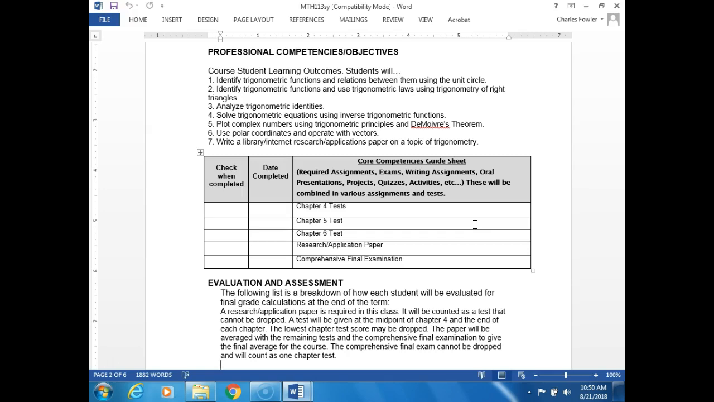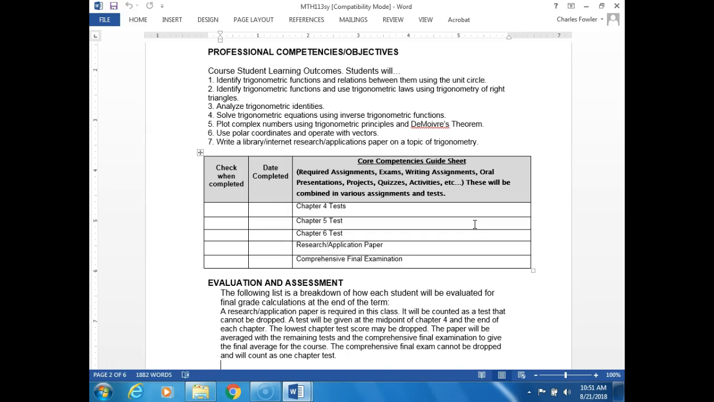Student learning outcomes. Student will identify trigonometric functions and relations between them using the unit circle. That's in chapter 4. Okay? Identify trigonometric functions and use the trigonometric laws using trigonometry of right triangles. That's in chapter 4. Analyze trigonometric identities. That's chapter 5. Solve trigonometric equations using inverse trigonometric functions. That's in 4 and a little bit in 5.